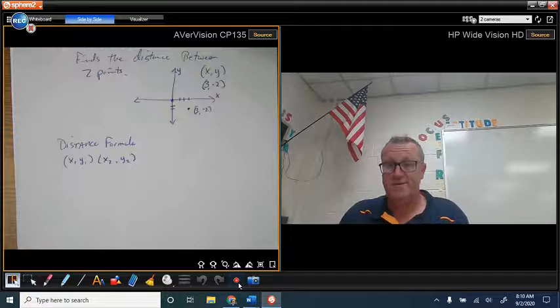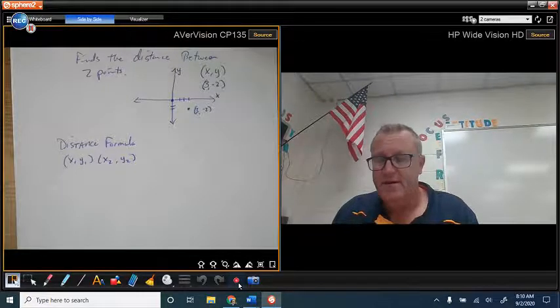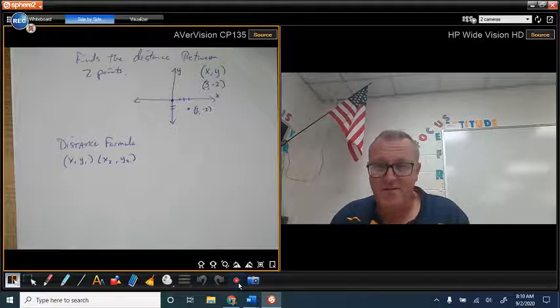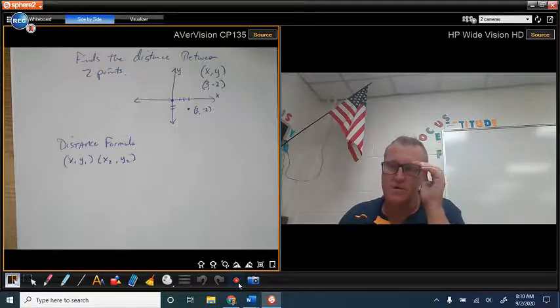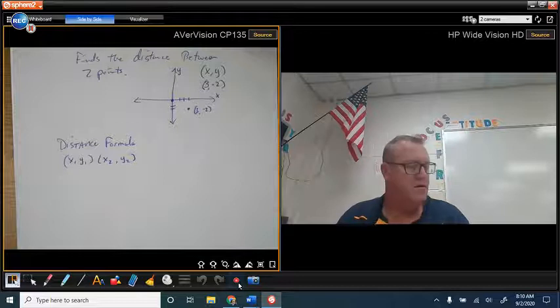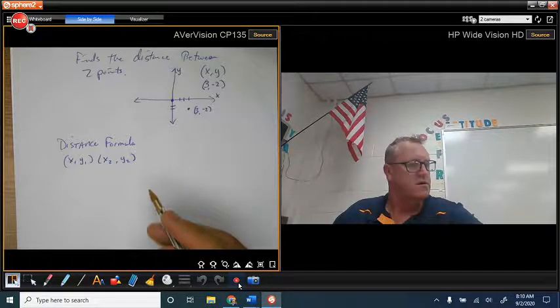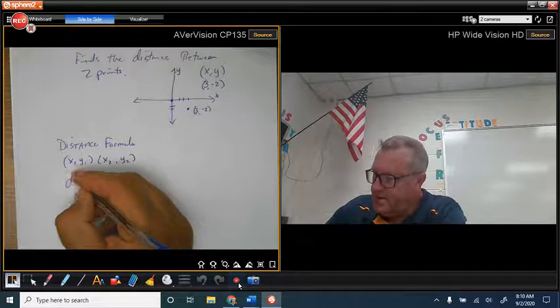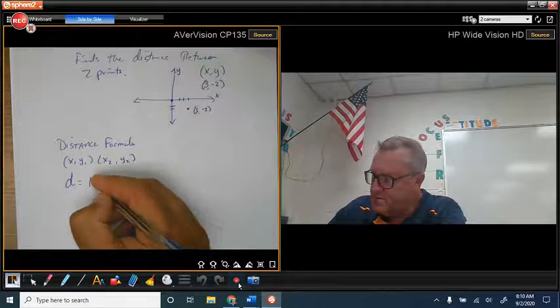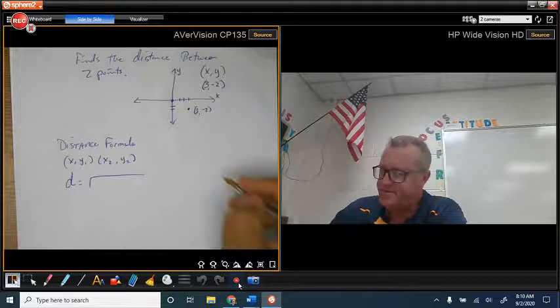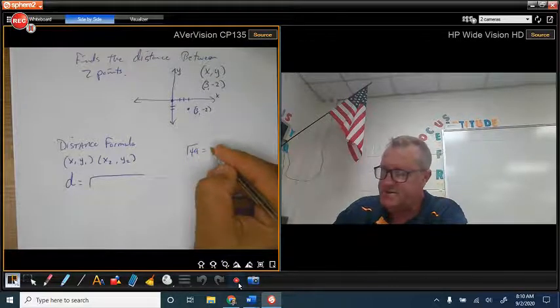Now they're different. They distinguish. They're different, and so they matter. The order of them matters. Where you put them in the formula, they matter. So here's the formula, and it's d is equal to the square root. Remember the square root of 49 is equal to 7.